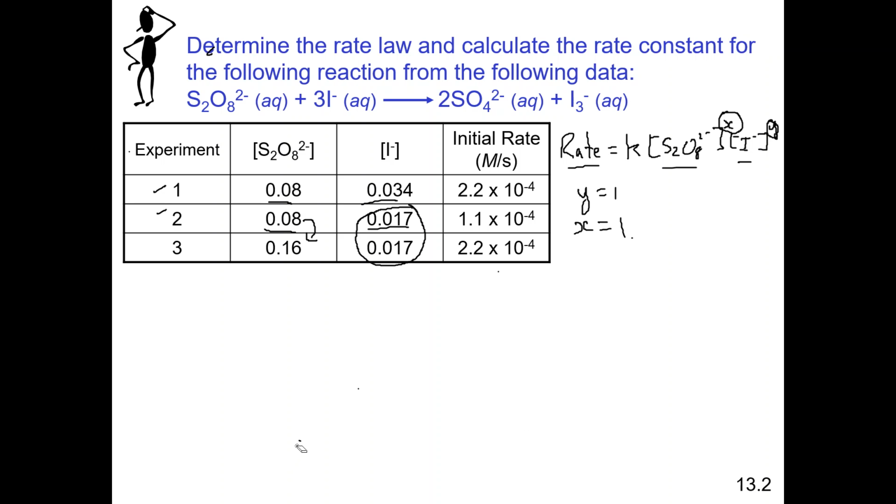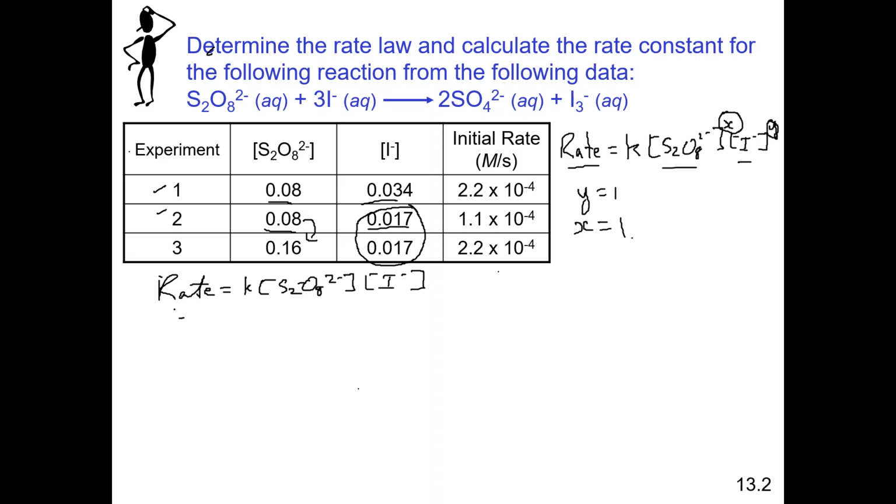Okay, so in this case, for the determination of the rate constant, it's very simple. First, before I do that, let me write down the rate law based on the order. So the rate law, which is what the question is asking for to begin with, is equal to k times the concentration of S2O8 2 minus raised to the power 1 times the concentration of iodide raised to the power 1, right? So that's the rate law. That's what the question was asking for initially.